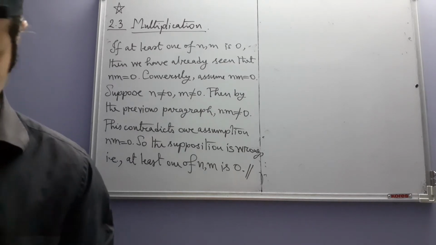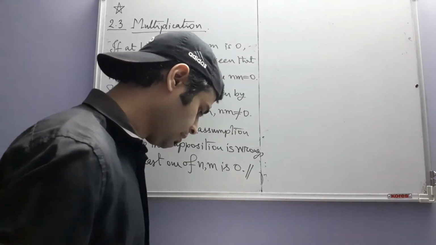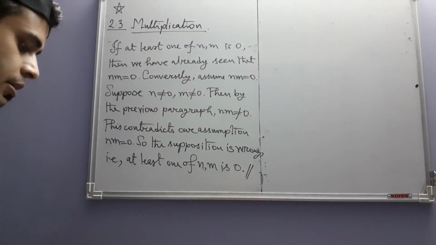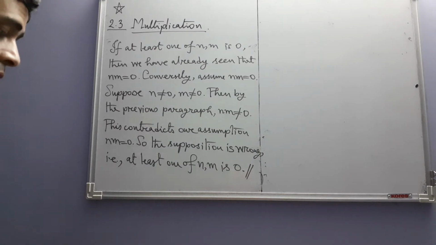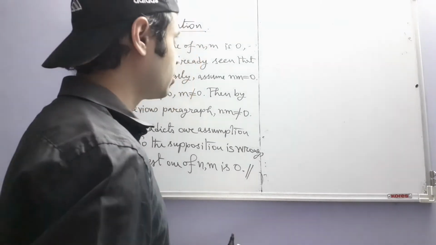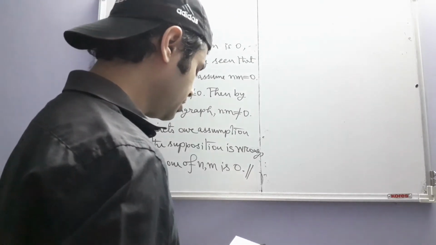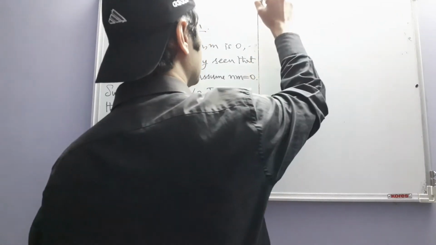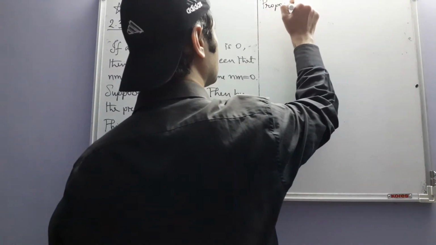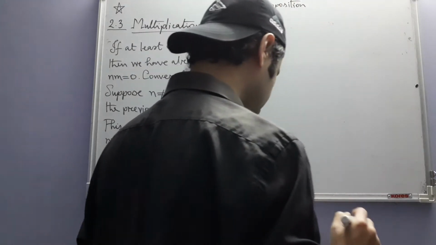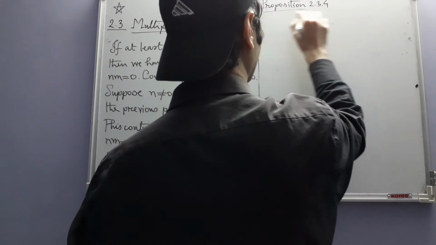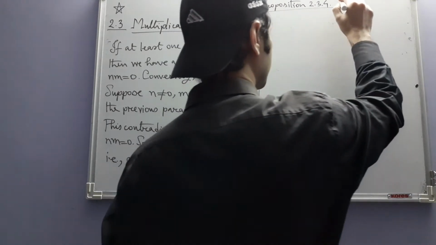Now here they have given the distributive law after this. I should follow the order, but ideally associative law should have come first. Anyway, so the next result is proposition 2.3.4. Distributive law.